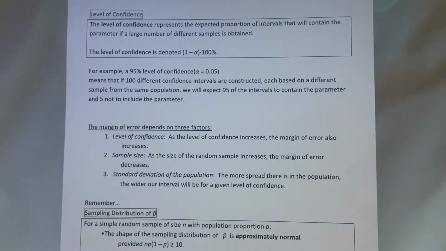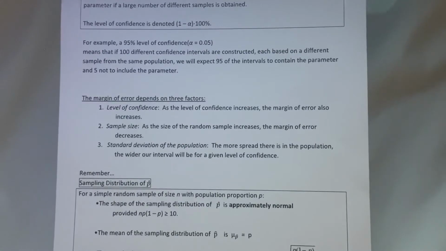The level of confidence represents the expected proportion of intervals that will contain the parameter if a large number of different samples is obtained. The level of confidence is denoted 1 minus alpha times 100%. Okay. The most common levels of confidence are 99, 98, 95, and 90%. We'll talk more about that. So for 99%, alpha is 1%, because 100 minus 1 is 99, etc. For example, a 95% confidence level has alpha 0.05 because it's in decimal form instead of percent form.